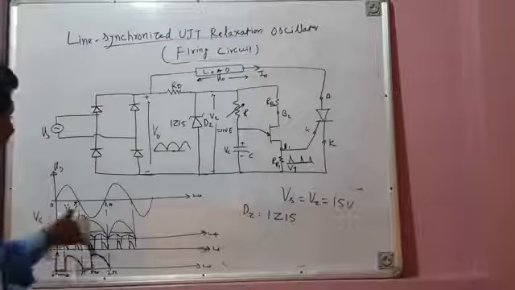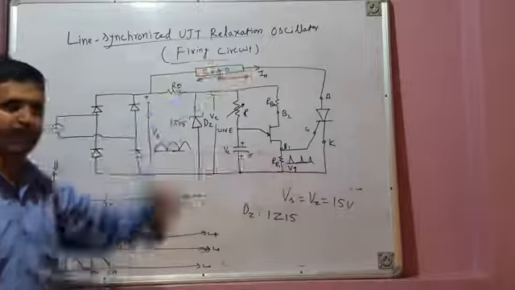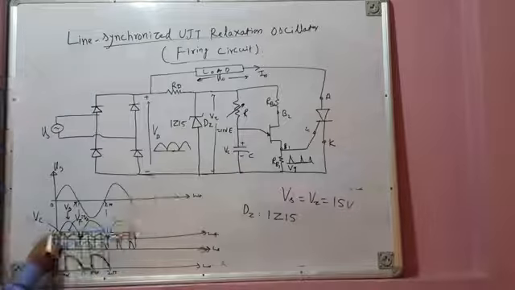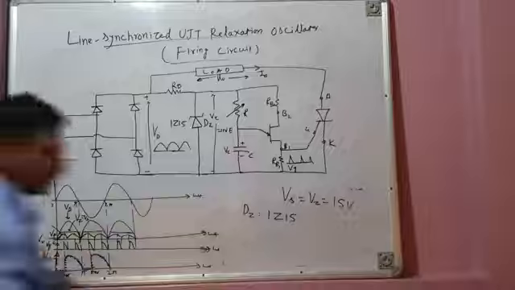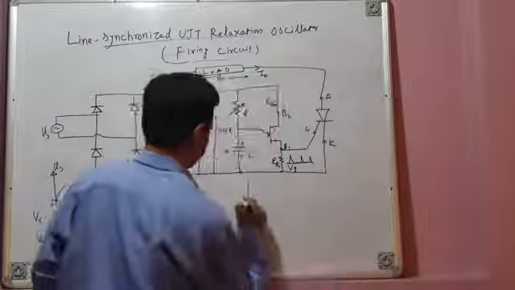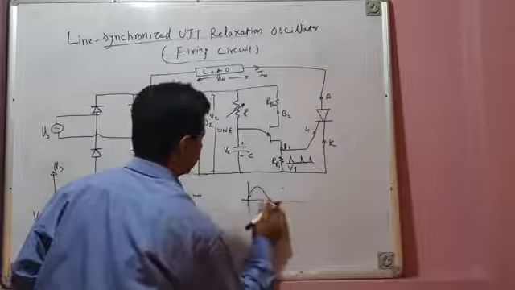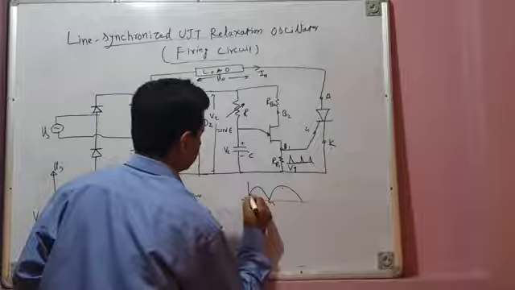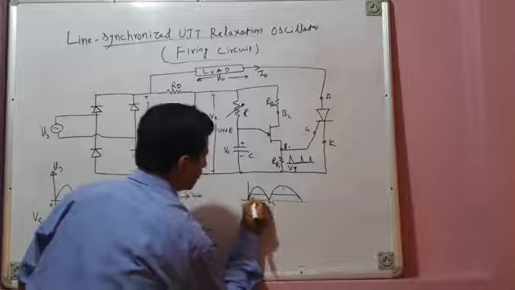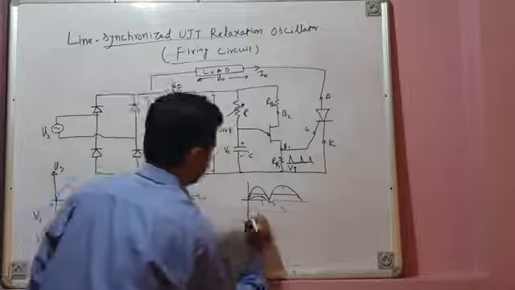Now if you want to increase the firing angle or delay angle, so that you want less average voltage across the load, what you have to do, you have to increase this R. When you increase this R, capacitor slowly charges. I can show that separately here. Capacitor slowly charges. So for example, this is your Zener voltage. It charges very slowly.